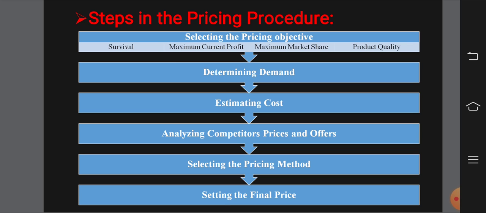So in this lecture, we have discussed the price mix concept, factors influencing the pricing, objectives of the pricing, importance of the pricing, and different steps in the pricing procedure. In the next lecture, we will discuss the different pricing methods and price determination policies which can be used by organizations for their different kinds of products.